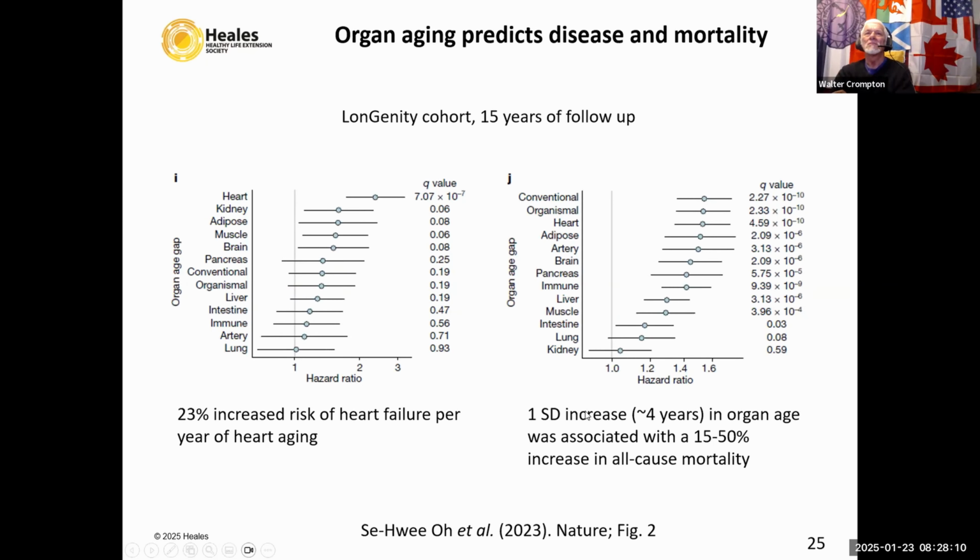And so here we are looking at all-cause mortality, and you can see a lot of the single organ clocks, either conventional or the organismal clock, all are showing a positive association with all-cause mortality. And in fact, what they find here is that one standard deviation increase, which is about 4 years in organ age, is associated with a 15 to 50% increase in all-cause mortality.